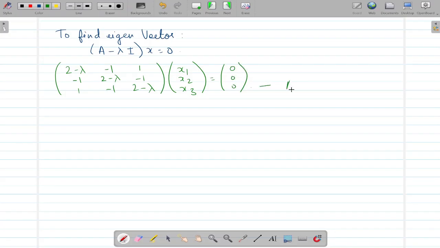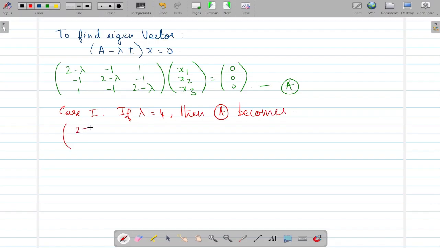So let me name this equation as A. Case 1, if lambda equal to 4, then A becomes the matrix [2-4, -1, 1; -1, 2-4, -1; 1, -1, 2-4] times [x1, x2, x3] equals 0.